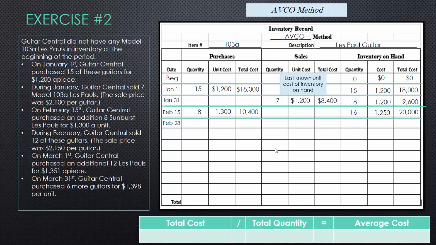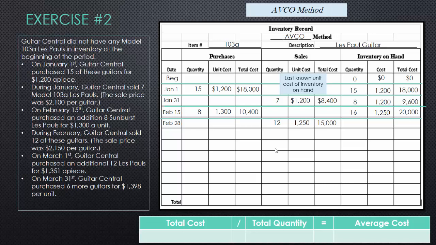And on February 28th, when we recognize February's sales, we're going to need that information because we sold 12 guitars during February, so our quantity of sales was 12. Again, under AVCO, we're going to assume that we're selling all of these at the last known unit cost. Well, that was $1,250, which means that our total cost of sales, or our cost of goods sold for February sales, was $15,000 for these Model 103A Les Paul guitars.